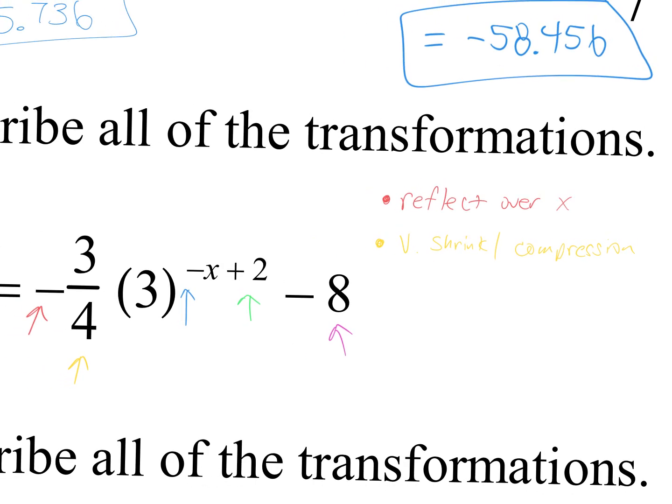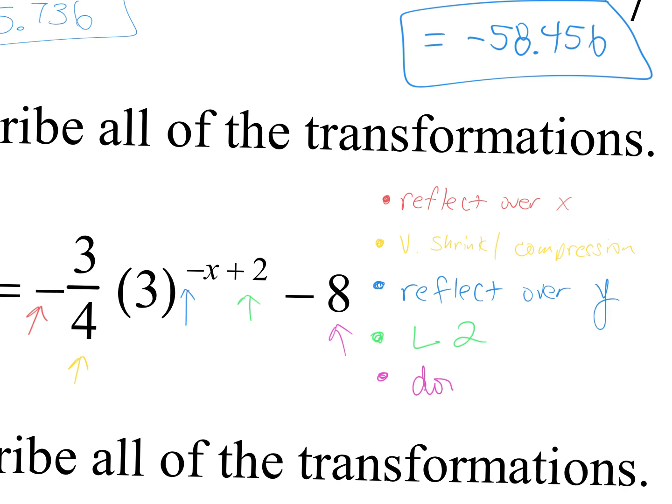Then I have this blue minus sign, or the negative. What is that one up there? That's a reflect over the Y. Good. What about this green arrow that I'm pointing to? It's +2, but it's in the exponent with the X. What is that? It's a horizontal. It's going to be left 2. It's the opposite of the direction we would think. And then what does this -8 at the very end mean?